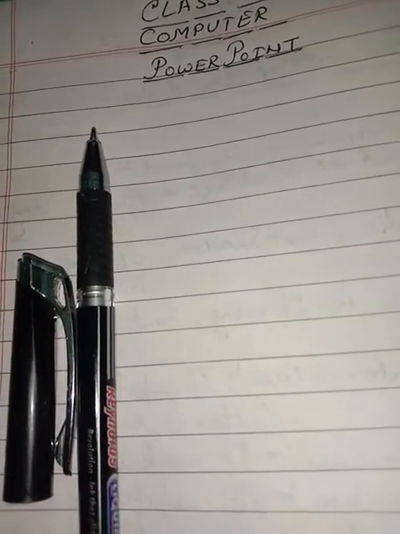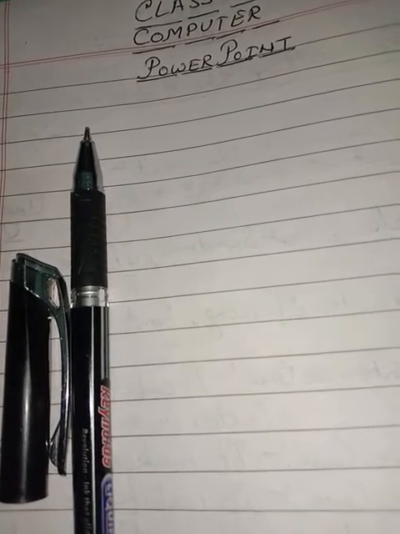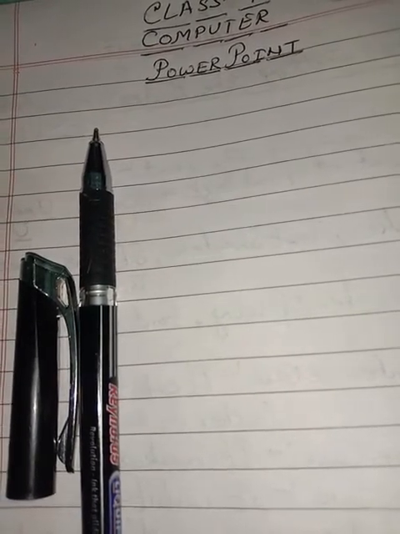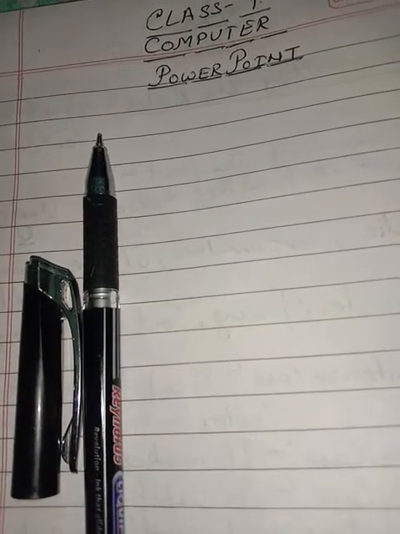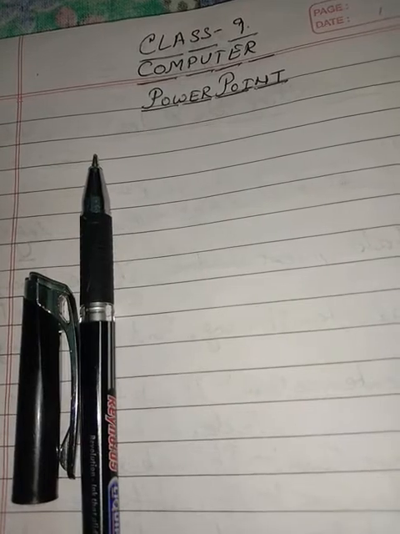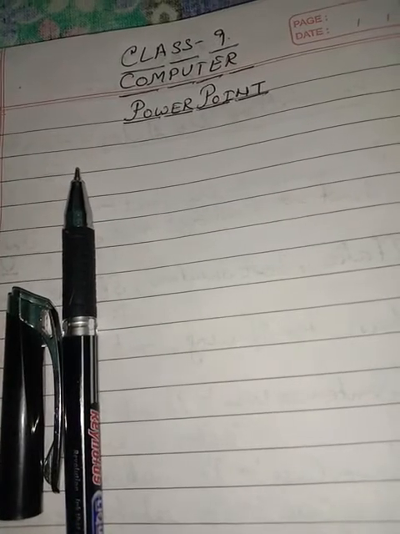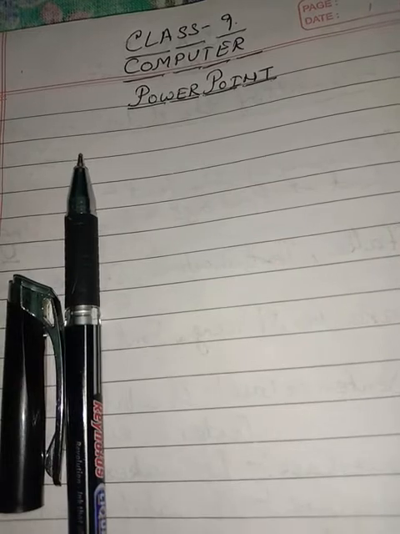Next, we have discussed how to apply an animation to an object, the different steps required to apply animation to an object, what is transition, what are the effects of slide transition, how can we apply the slide transitions in our presentation. Next topic that we have discussed is rehearsed timing.